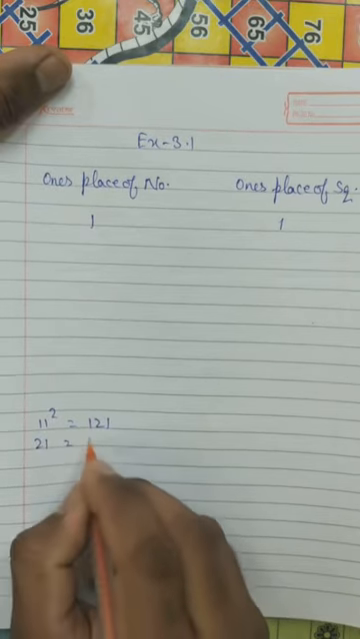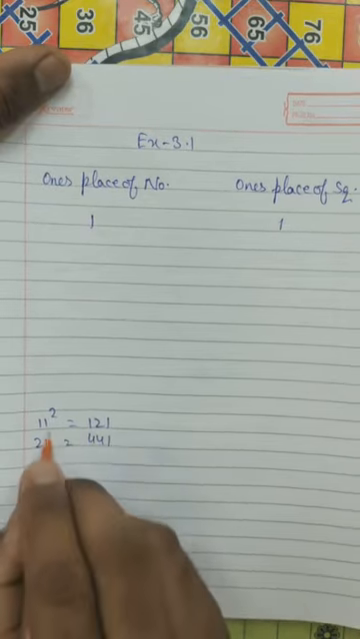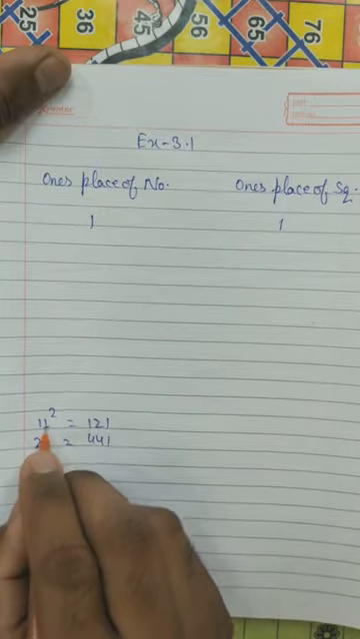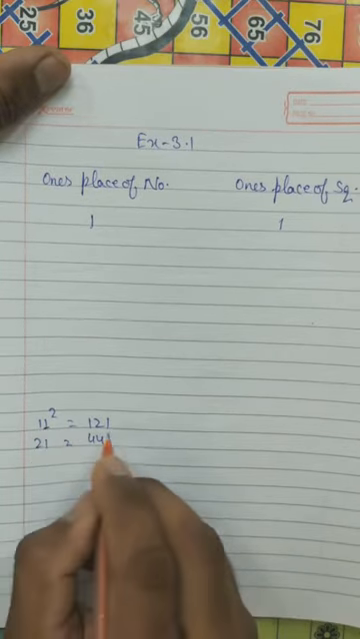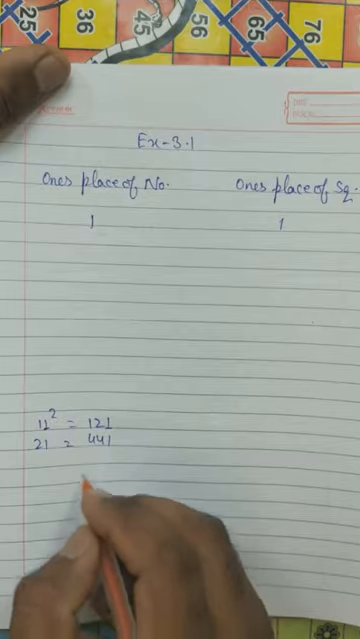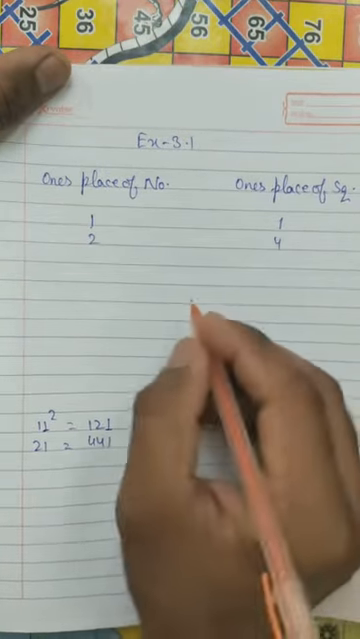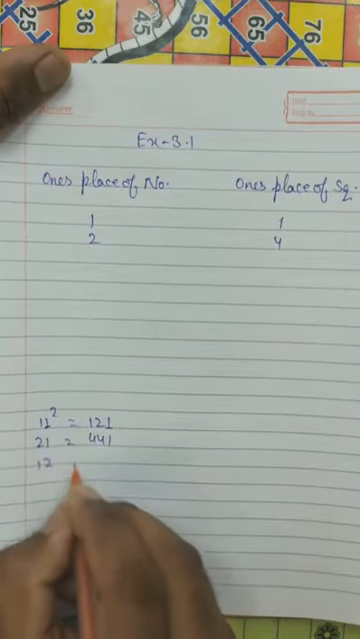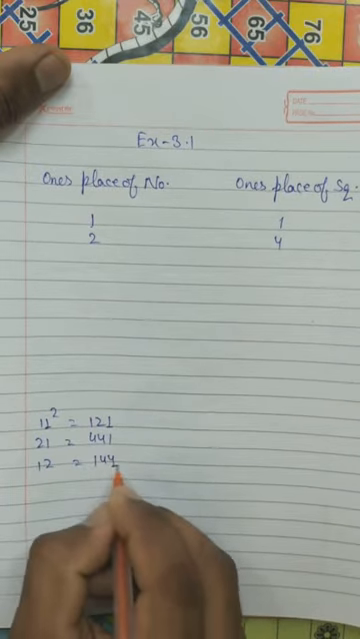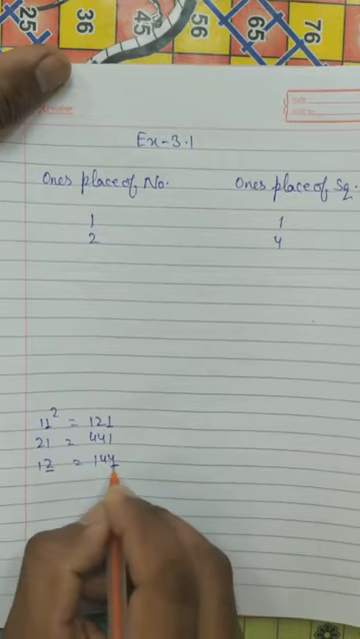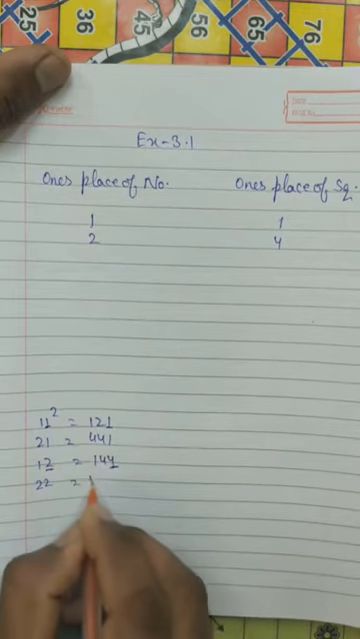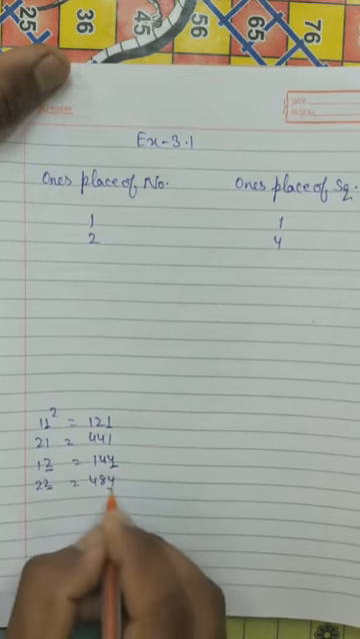21 square, that is 441. If 1 is at the ones place of a number, then 1 will be the ones place of the square also. If 2 is there, then it will be 4 at the ones place of the square. Like 12, the square is 144, it is 4. 22, that is 484, again 4.